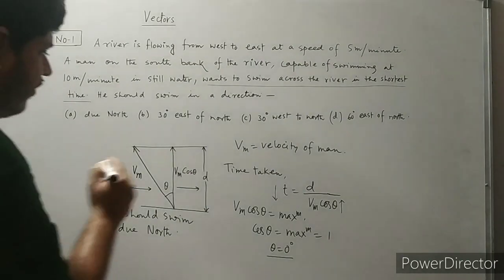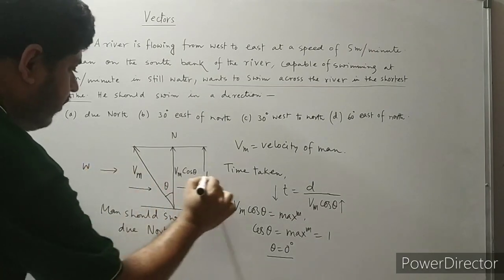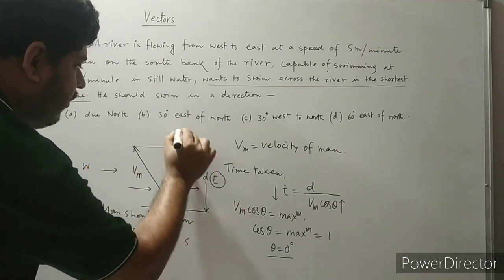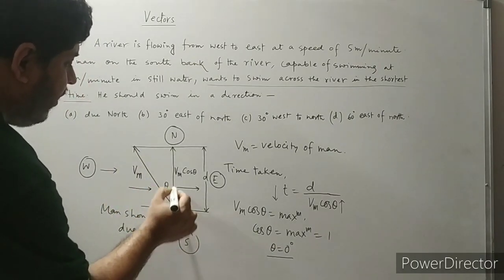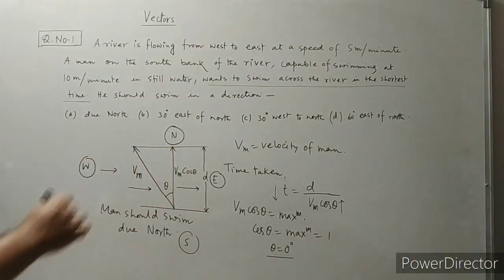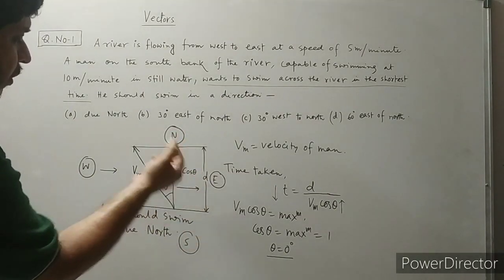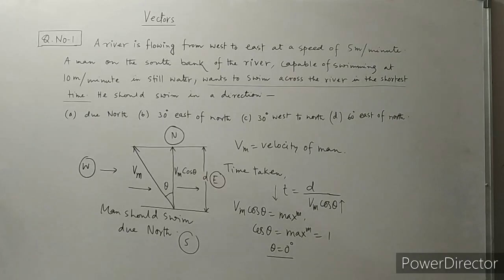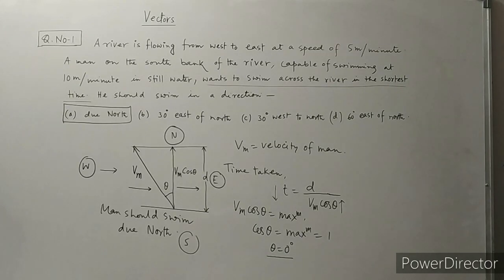It is north, it is south, it is west, it is east, you can say. So if instead of taking this direction, I am taking that direction, Vm cos theta, then the man can swim in the shortest time. Fine. So the direction will be according to the direction of Vm cos theta, meaning it will be due north. So the correct option will be option A. For this question, the correct option will become option A.